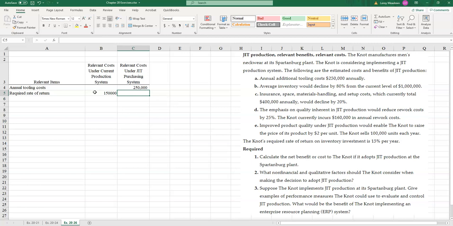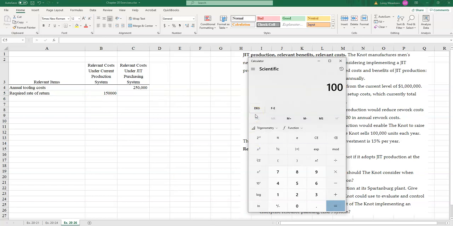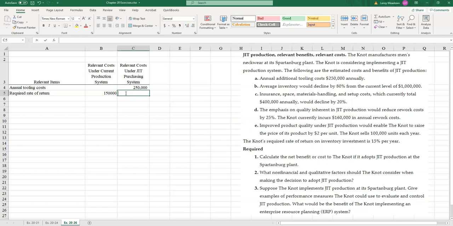Now, what is going to be the required rate of return if I incorporate the just-in-time purchasing system? Well, it says my average inventory would decline by 80%. So my average inventory would be from 1 million times, so I'll only keep 20% of that at any one time. So 200,000. So what is my required rate of return on that 200,000? Well, if it's 15%, then it needs to be $30,000. And let's just go ahead and format all these here.